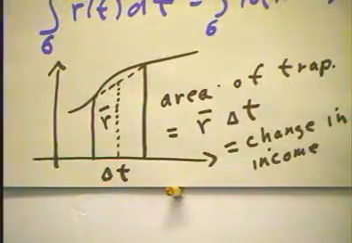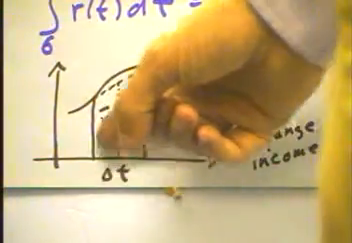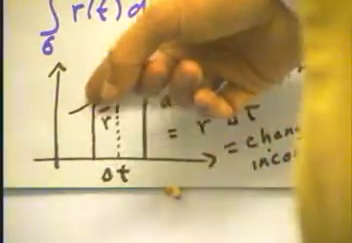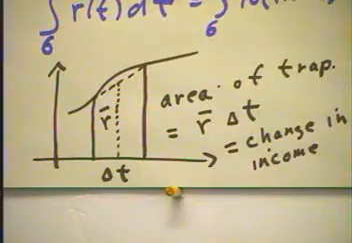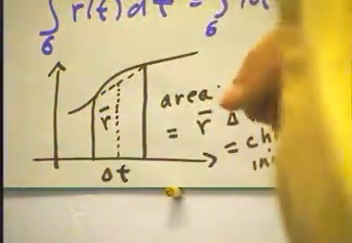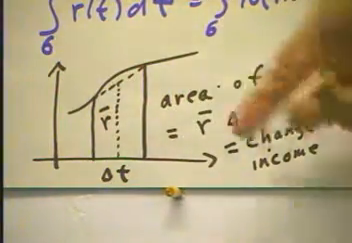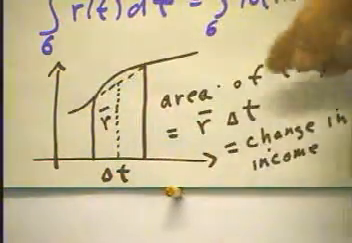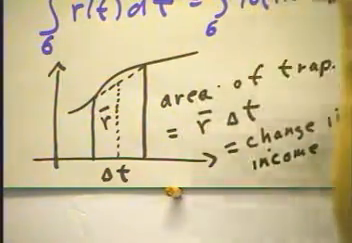So if this is a graph of R of t versus t, then over an interval delta t, we're going to have a trapezoid here approximating the graph. Now what's the meaning of this trapezoid? Well, the average altitude of the trapezoid is going to be the average value of the rate. So if we multiply the average value of the rate by the delta t, well, that's going to give us the area of the trapezoid, which is going to represent average rate times delta t.